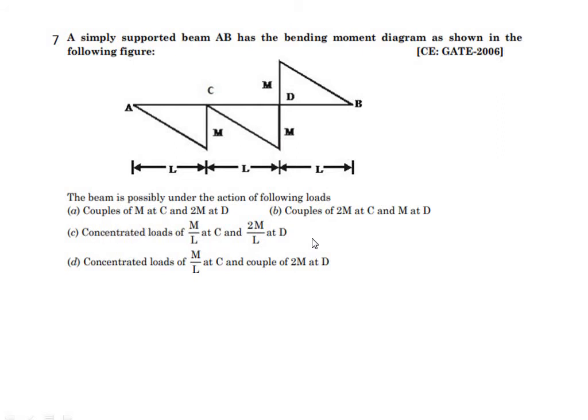Here there is no M value given, right, the couple value is not given. It is given as concentrated load in the third option, and again concentrated loads in the fourth option. So we can very well say that option A is the right answer, M at C and 2M at D. Here again at D, a 2M increase is seen from this point. So a 2M couple is acting at D. So option A is the right answer.